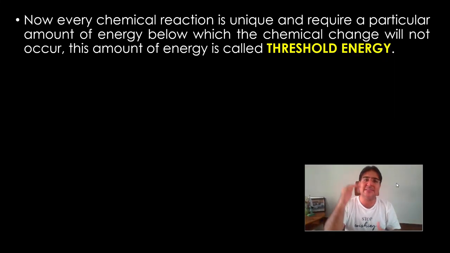Threshold means the level below which they will not cross into products. Every chemical reaction is unique. Every chemical reaction requires a particular amount of energy below which the chemical reaction will not take place. This energy is called threshold energy. Now average internal energy provides some energy, but it is still not enough to equal the threshold. For example, a chemical reaction requires 10 kilojoules of energy and AIE is 8 kilojoules. Now, how much is left? 2. This 2 must be taken from outside.